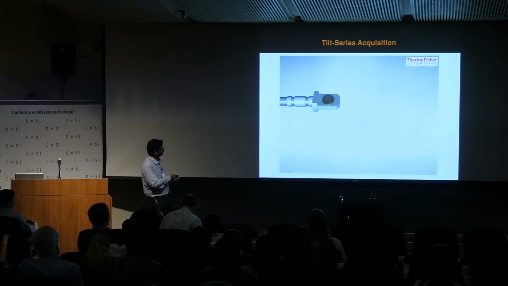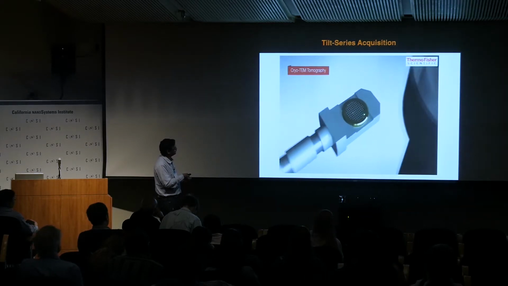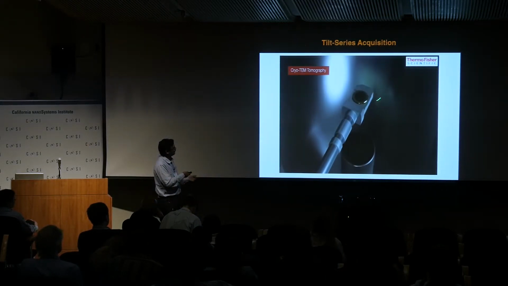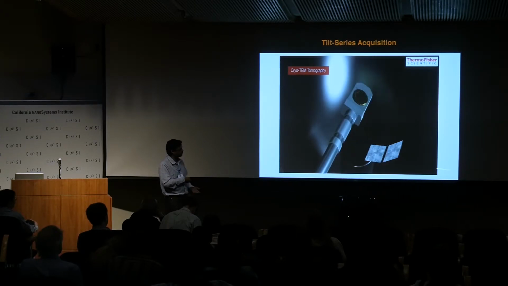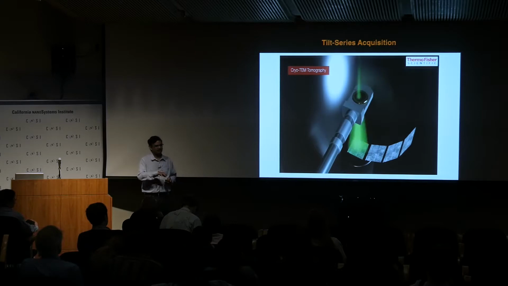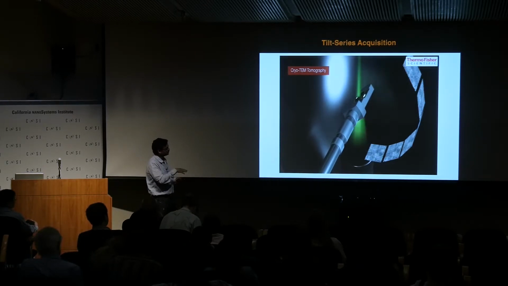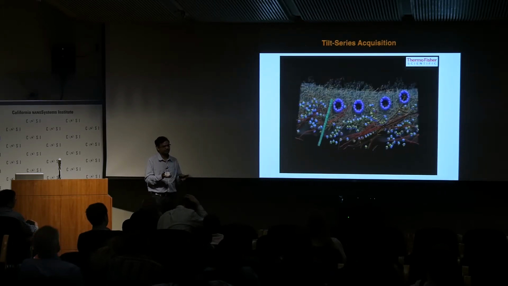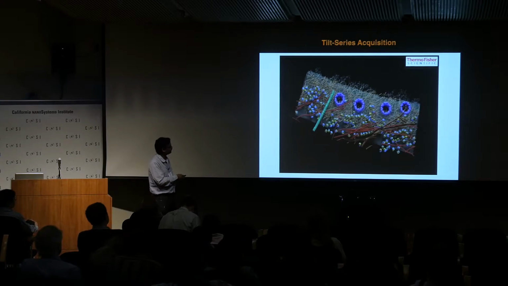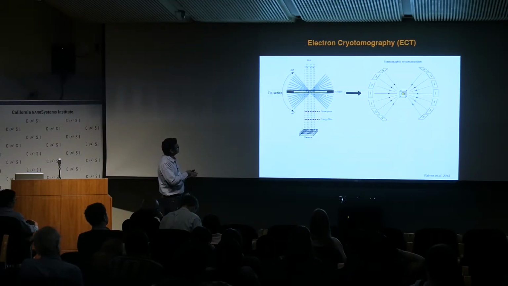So what do we exactly do? I don't think we ideally need to give much introduction to this audience, but still, here is the grid. We have the sample in, and we just take 2D projection images of this grid at multiple different angles. And once you have taken all these different projection images, we put them back together using back projection to generate a 3D volume, which is called a tomogram.